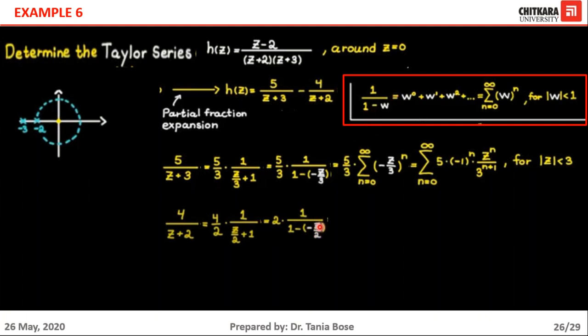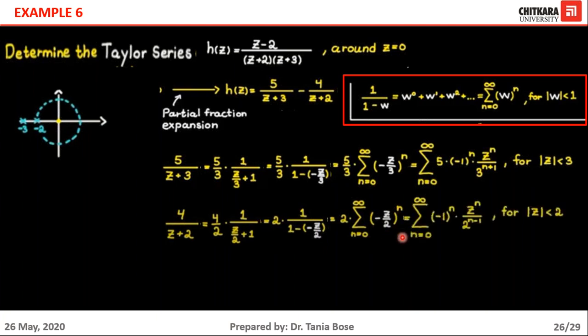So my w now is minus z by 2. So this can be written as 2 into summation minus z by 2 whole raised to power n. And if I take this 2 inside, I will get minus 1 to the power n, z to the power n. 1 and 2 will get cancelled. So I will get 2 to the power n minus 1. And now what will be my circle of convergence? Mod of minus z by 2 is less than 1. So I will get mod z is less than 2, right?